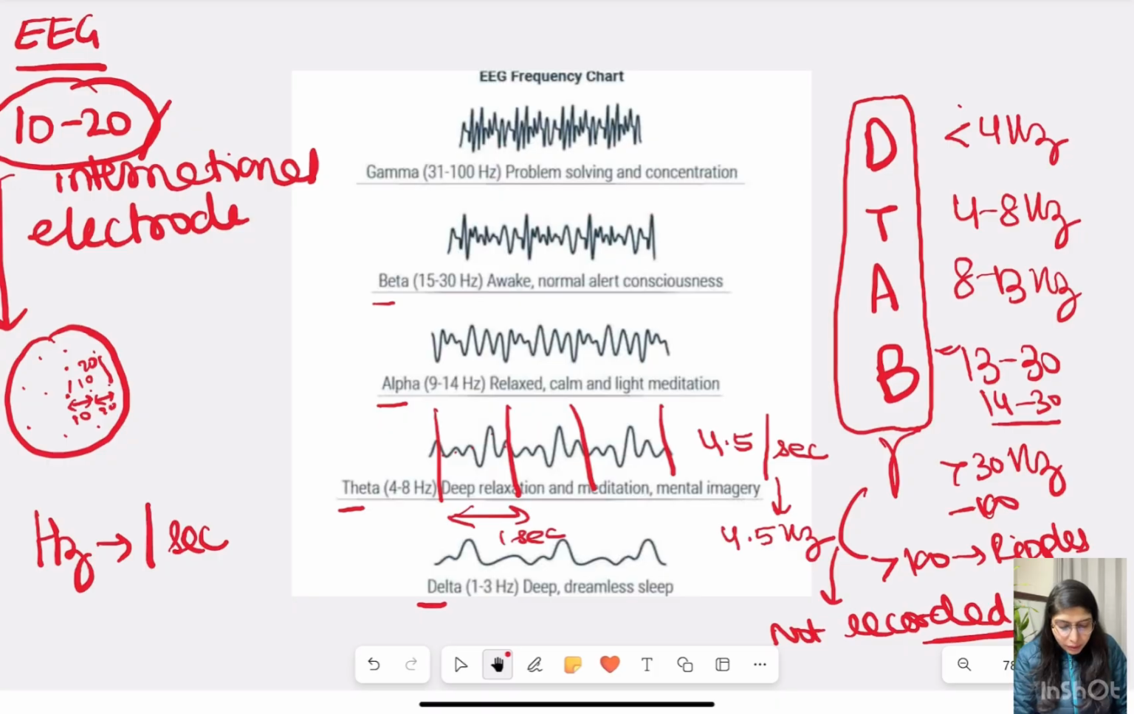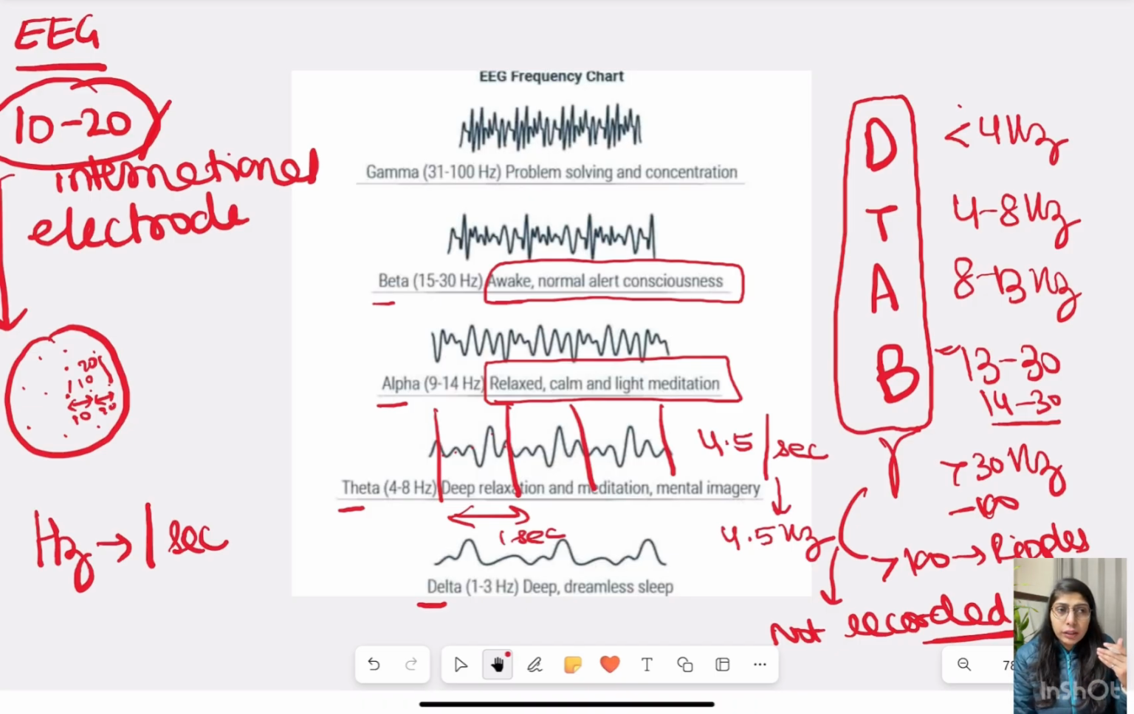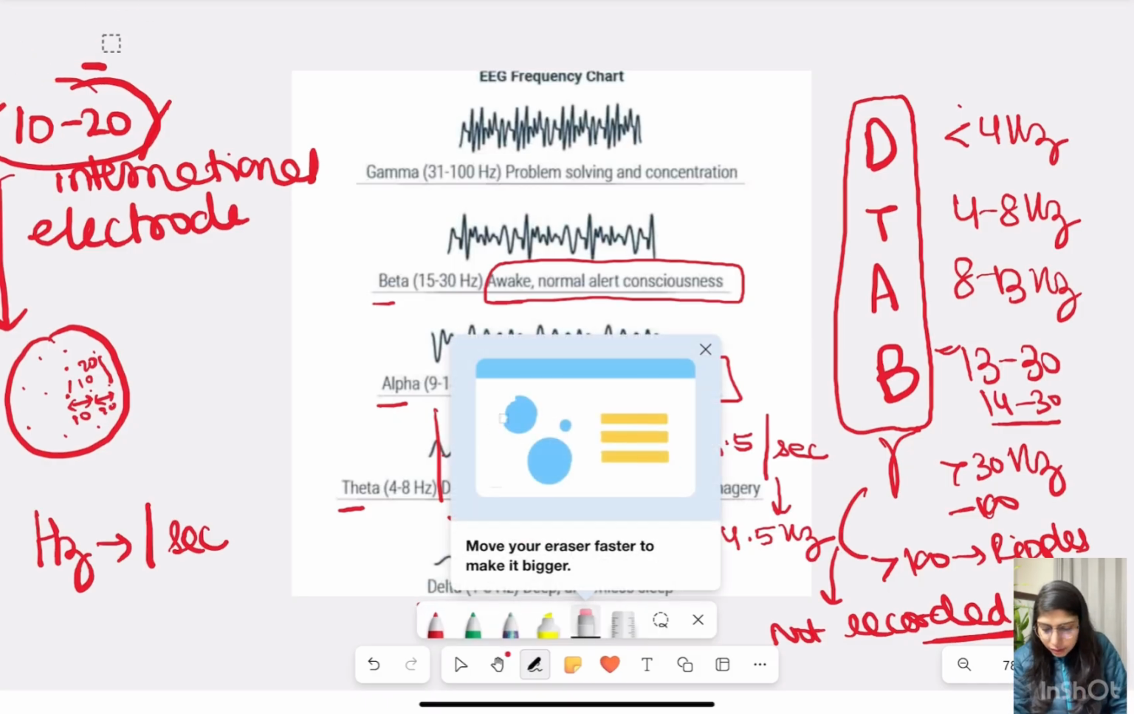As you can see, when we go from delta to beta, the frequency keeps on increasing. Beta is what we see in an awake, normal, alert, conscious state. Alpha is when we are relaxed or in a light meditation. Theta is when we are going from wakefulness to sleepiness, and delta is deep sleep, REM sleep. The more alert we are, the higher the frequency. As we get more alert during the day, the electrical impulses in the brain keep on increasing. We'll try to remember this.